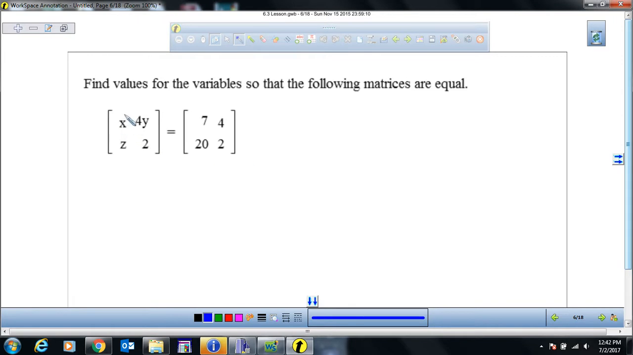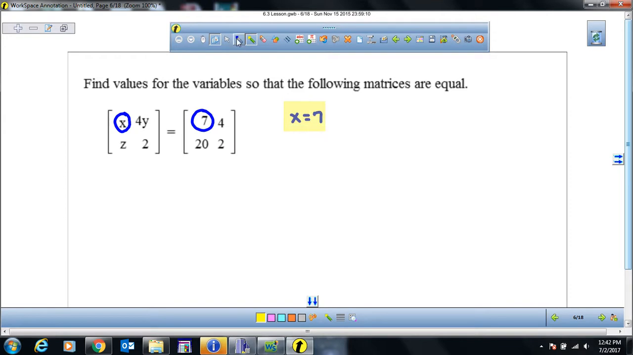So, what must x be so that it is equal to this number on the right side? It is a very simple thing. x must be equal to 7 so that it is equal to the other side. Right? So that is my first value. x is equal to 7.